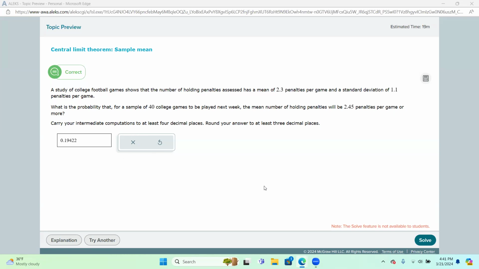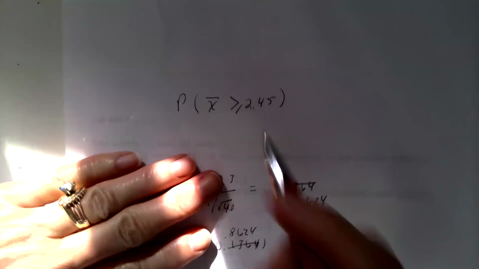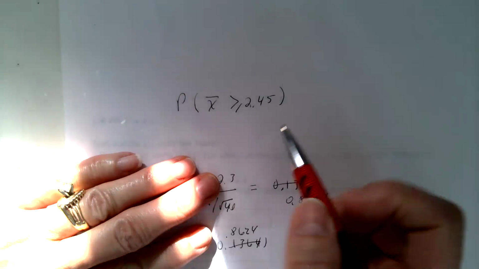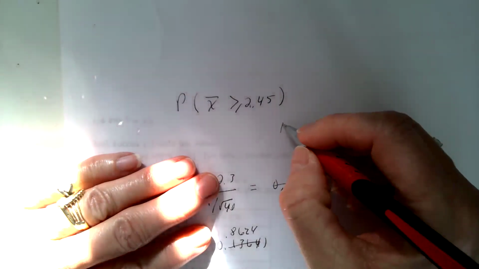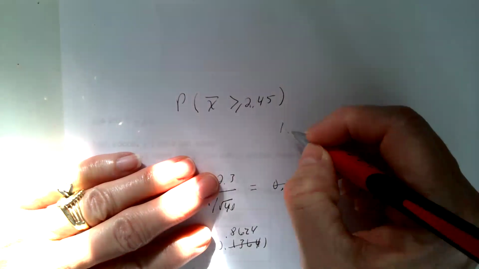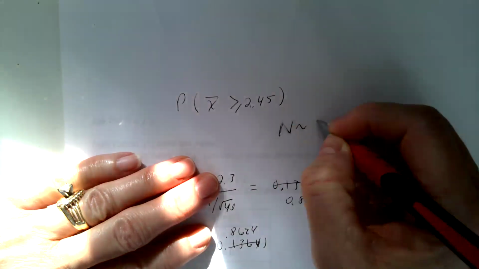Okay, so there's a couple things going on here. I'm going to show my paper and how I'm thinking about this. I encourage you to be writing things on paper too. So this is the probability that they're asking, okay? And we're going to assume the central limit theorem can be used. And so this is a normal distribution, right?